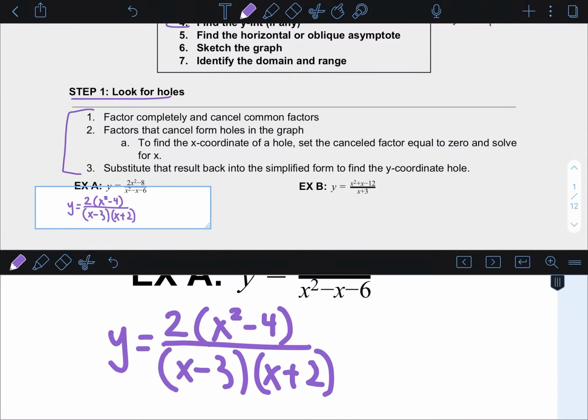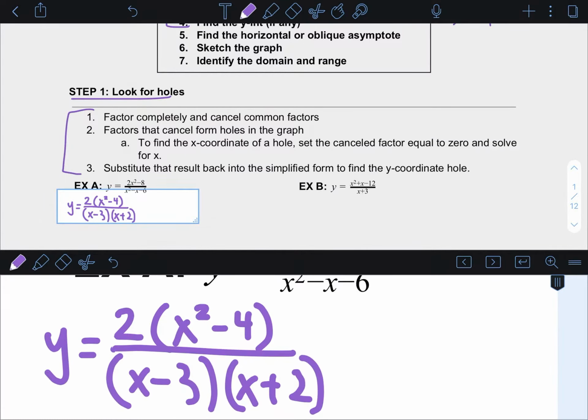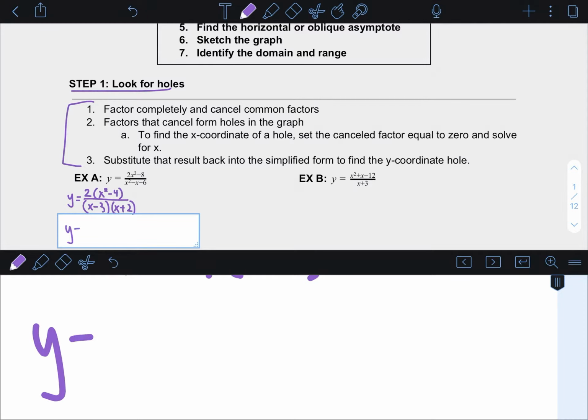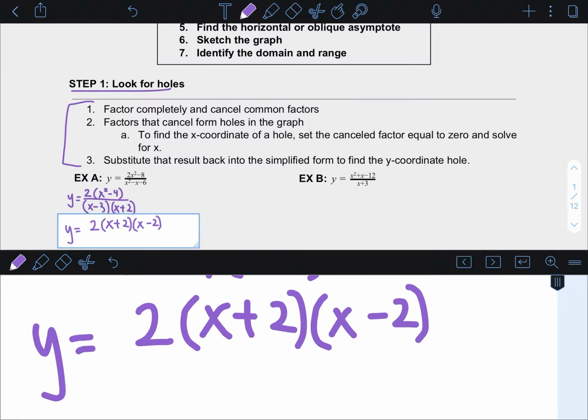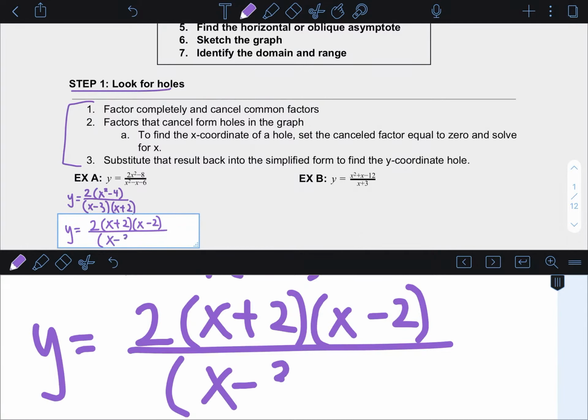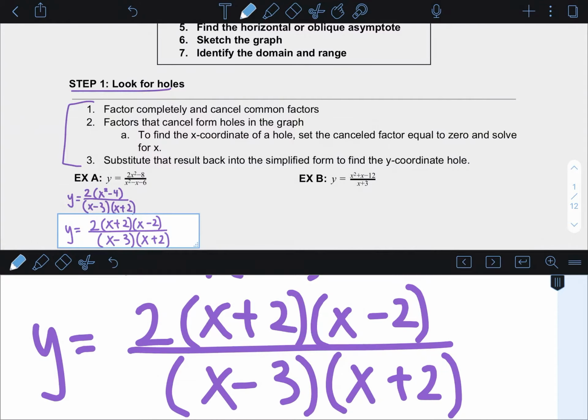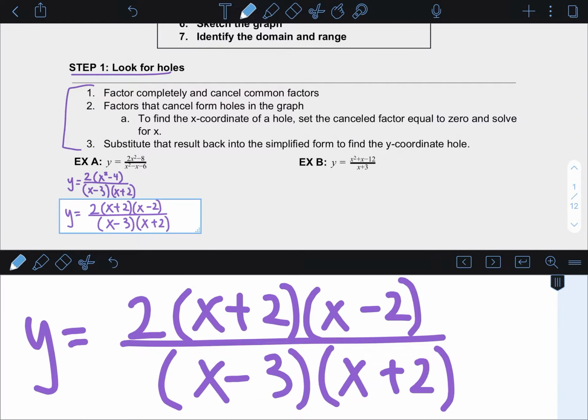Now this is not factored completely. It is at the bottom, but at the top, x squared minus 4 is the difference of two squares. So I'm going to break this down even further. That'll become x plus 2 times x minus 2, and then x minus 3 times x plus 2 at the bottom. That takes care of the first step, which is to factor, and step 2 is to see what cancels out. There are going to be some factors, hopefully, that cancel. At the top it's x plus 2, and at the bottom it's x plus 2. Those two cancel each other out, and that is telling us where our hole is going to take place.